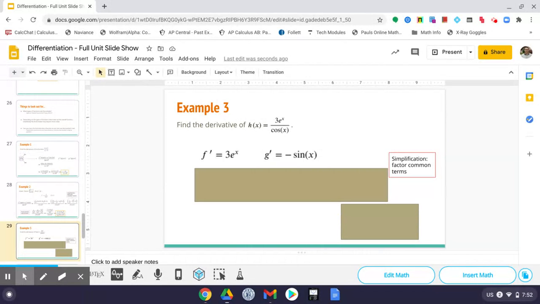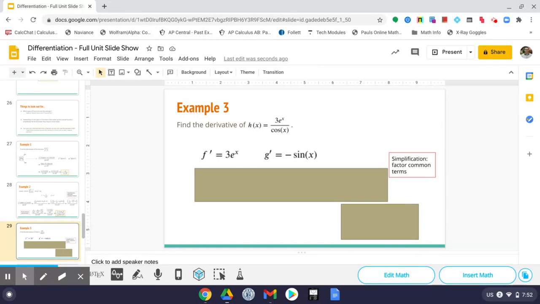All right, example 3, this one will go a lot faster. So this is finding the derivative of h of x equals 3e to the x over cosine x. I notice I have an exponential function divided by a trigonometric function. These are, and I said this before, actually a little bit easier because there's not as much simplification that comes out of them as long as we know the derivatives of the types of functions that we're working with. So f prime is 3e to the x. Very nice. It stays the same. And g prime is negative sine x.